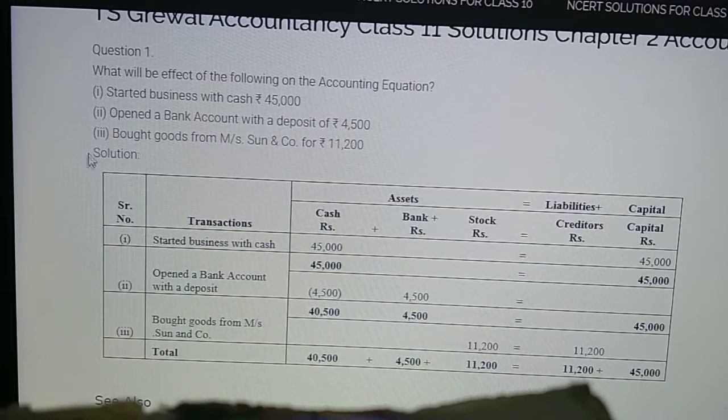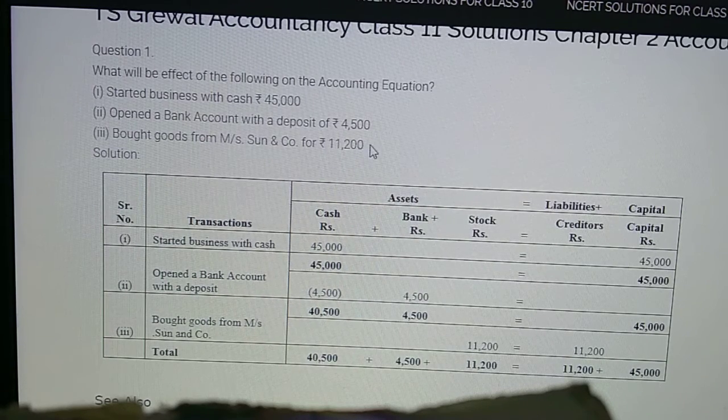Now move ahead to the third statement: bought goods from Miss Sun and Company for rupees 11,200. So now you have bought a particular goods. Goods are considered as stock, so I have written here stock. When you bought goods of 11,200, we have written here 11,200.